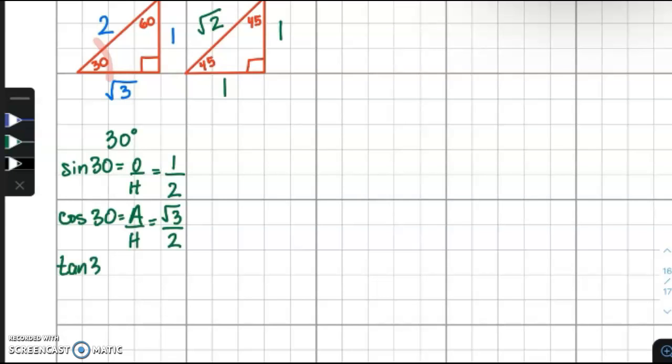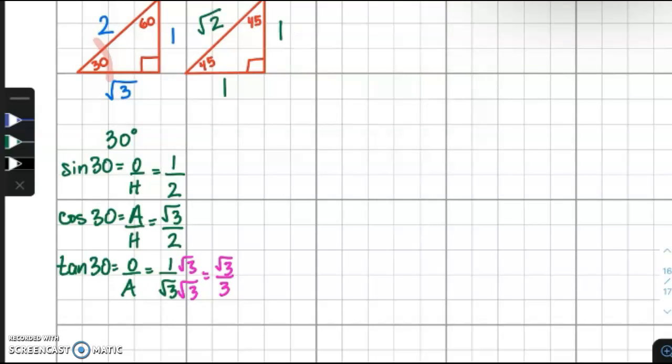Tangent of 30 degrees, opposite over adjacent. Opposite is 1. The adjacent is radical 3. Just like in the previous example, you need to multiply by a matching radical to move your radical out of the denominator. So I get radical 3 over 3 for that.